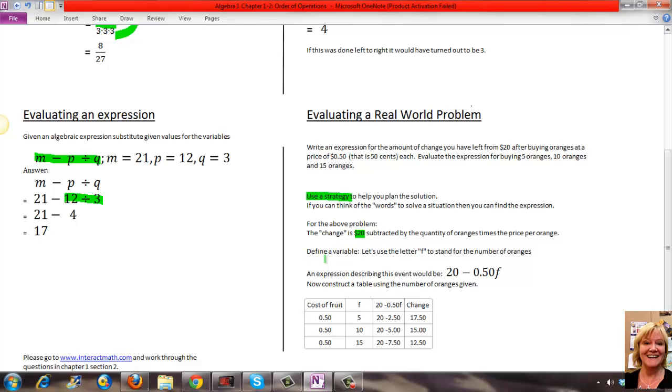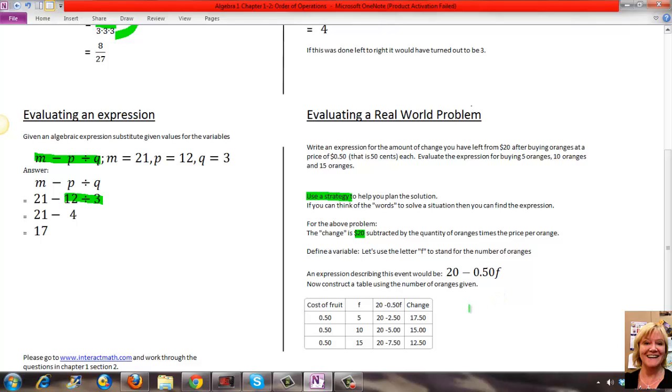So what you need to do is define a variable. So what we're saying is let's use the letter F to stand for the number of oranges. So you really do write let F be the number of oranges. Now I don't want to use the letter O because it looks a lot like 0. So I figured since oranges are fruit, then we'll use the letter F. Now an expression describing this event would be 20, that's the amount of dollars, minus 0.50, that's the cost per orange, times F, the number of oranges.